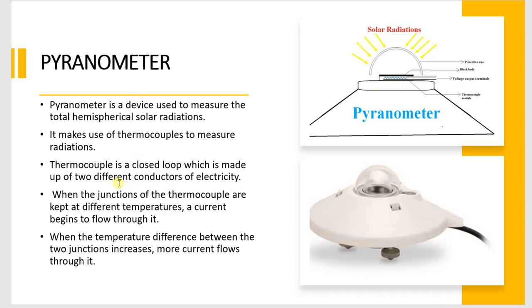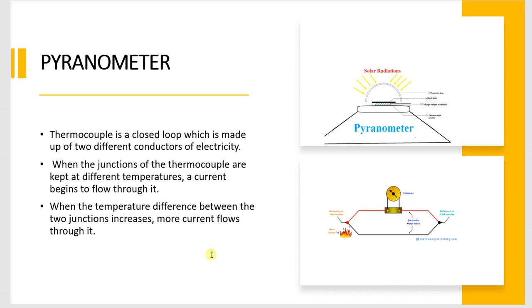Now basically a thermocouple is a closed loop made up of two different metals, conductors of electricity, and when the junctions of this thermocouple are kept at different temperatures, a current begins to flow through it. When the temperature difference between the two junctions increases, more current flows through it. So we can see what a thermocouple is in the slide.